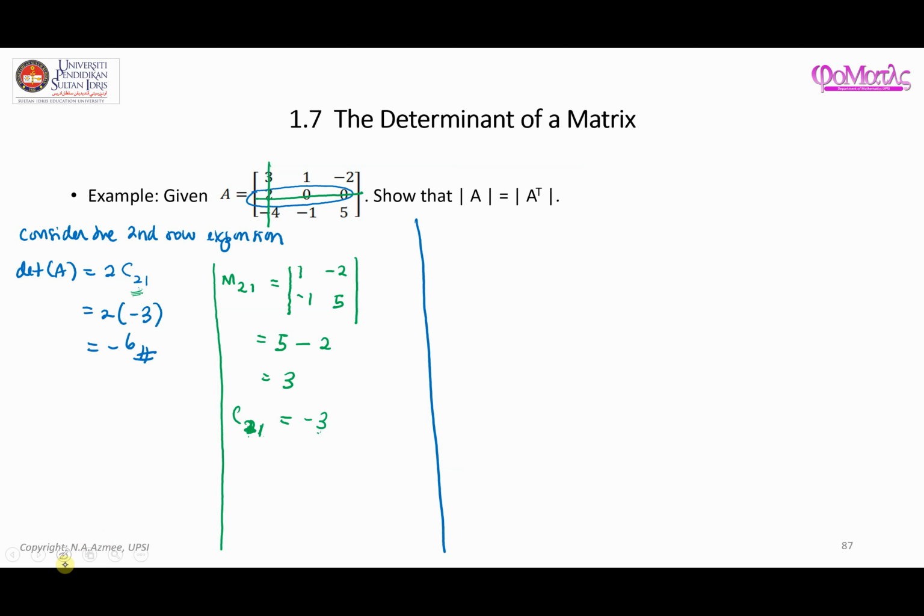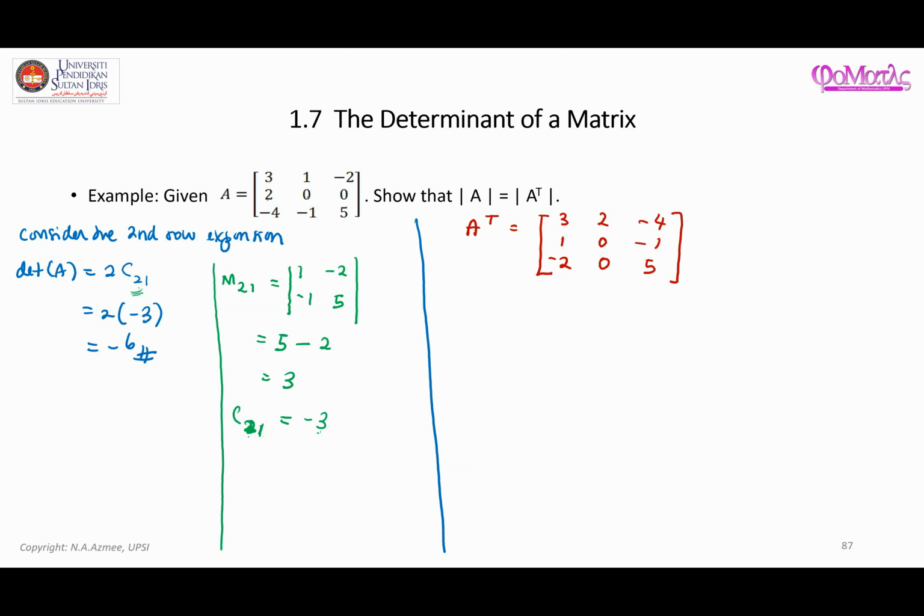Now, I'm going to show that we will get the same result when we find the determinant of A transpose. To start off, let's consider what A transpose is. A transpose is just, 3, 1, -2 here becomes the first column. This is 2, 0, 0, -4, -1, and 5. That is the third row, and it becomes the third column.